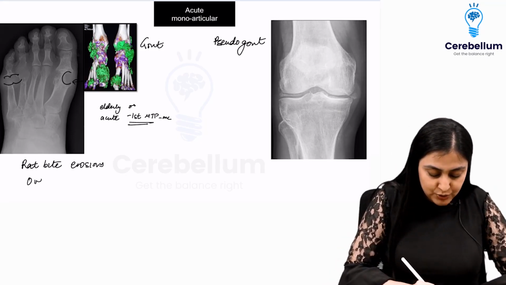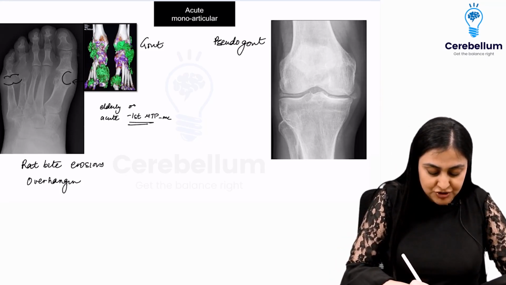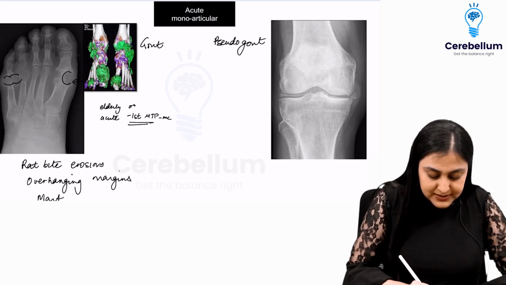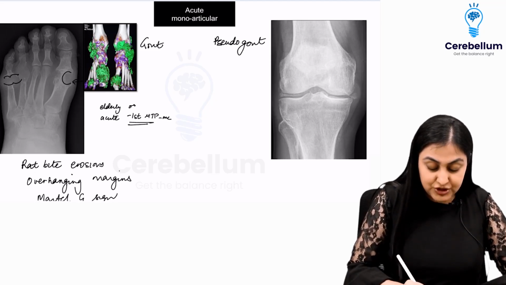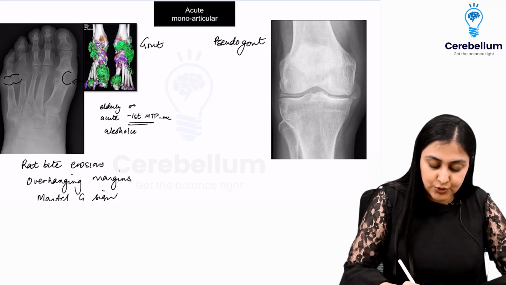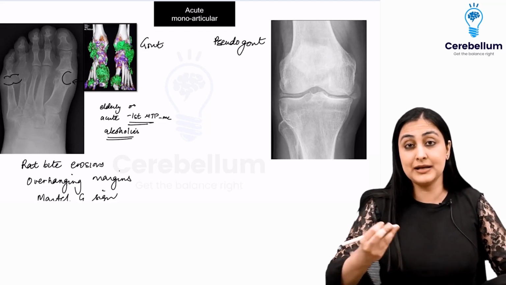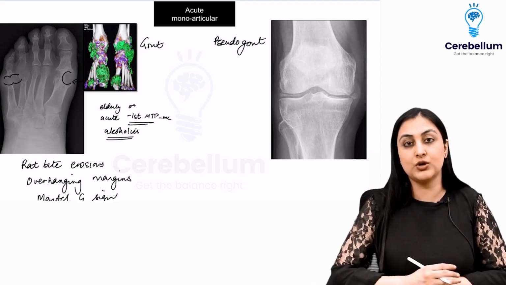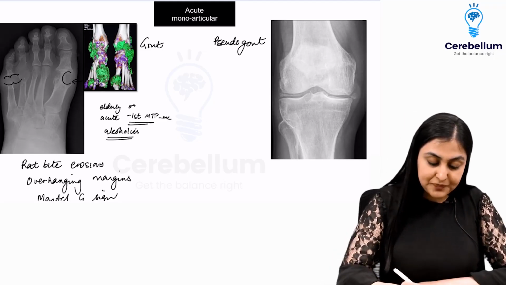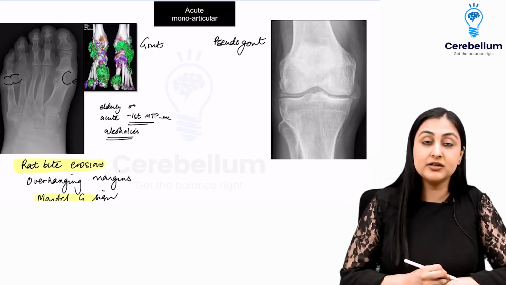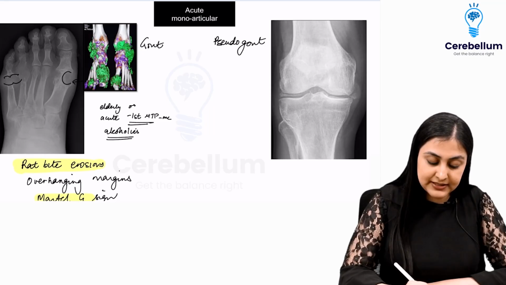So rat bite erosions, overhanging margins, and this we call the Martel G sign. So this is the Martel G sign. It is frequently associated with alcoholics. You'll get a history of an alcoholic binge episode, because of which there's hyperuricemia and you have an acute attack of gout. Okay. So, radiology wise, large rat bite erosions, Martel G sign, and one recent advance here.